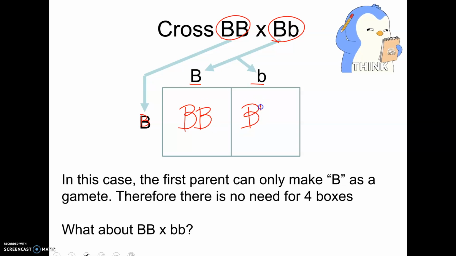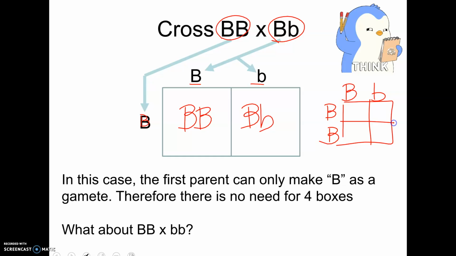Will it be wrong if you make 4 boxes? No. But keep in mind, these problems are going to get more complicated, so you're going to save time if you cut down the number of boxes. Here's what it would look like if I make all 4 boxes. Notice, you're going to get the same exact answer. You just end up writing this row a second time. And if you have a fraction, you're going to end up reducing it. So you get the same outcome, 1-to-1 versus 2-to-2, which is the same thing.